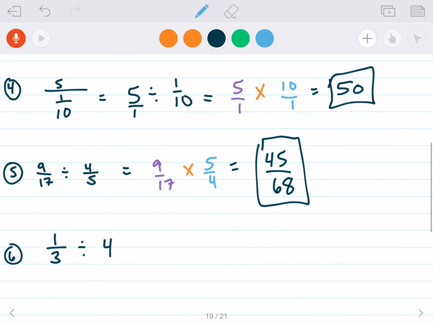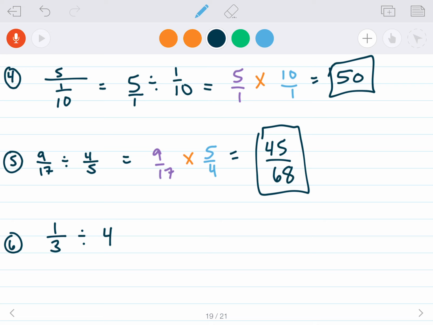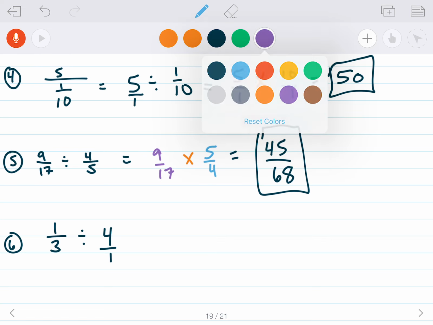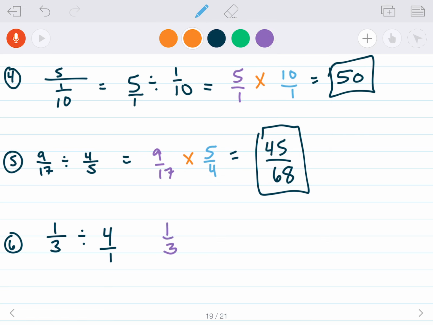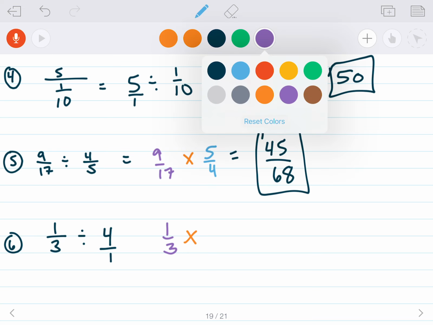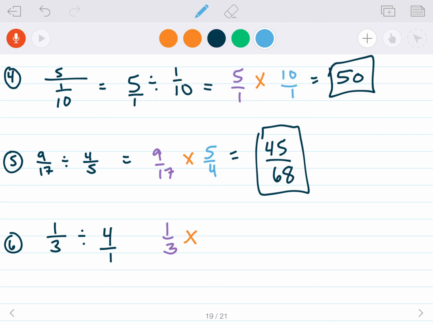All right, last one. 1/3 divided by 4. So keep in mind, 4 is just 4/1. Keep, change, flip. So I keep 1/3. I change division to multiplication. And I flip 4/1 to 1/4. Multiply straight across. I don't have anything on the diagonals that I can simplify, and I get 1/12.